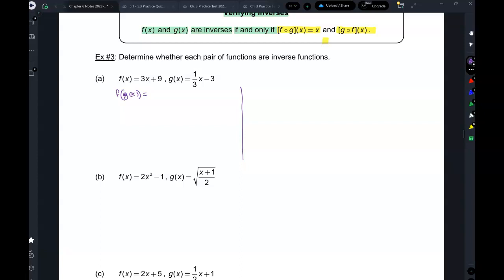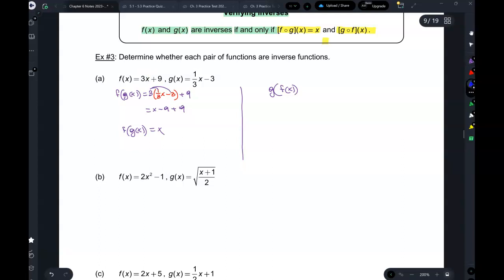So that means I'm going to take g of x and insert it into f of x, right? In here. So this is going to be 3 times g of x plus 9. Let's simplify. Distribute: x minus 9 plus 9. So f of g of x is equal to x. Now, in here, let's do g of f of x. So now I'm going to put f into g.